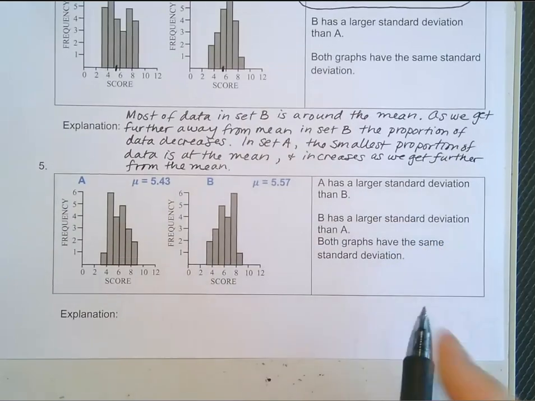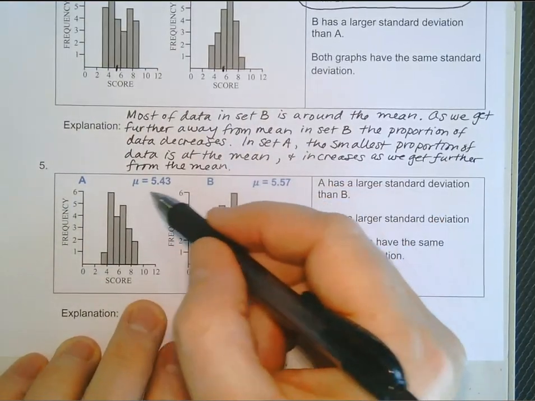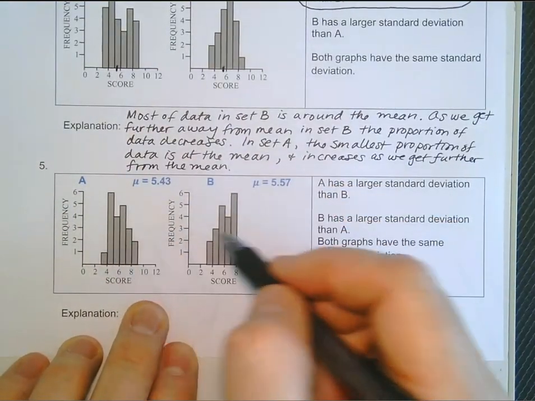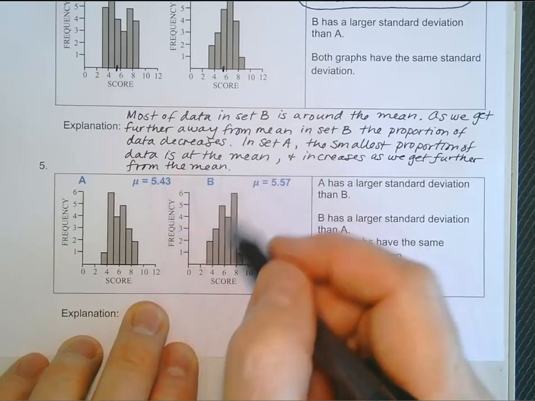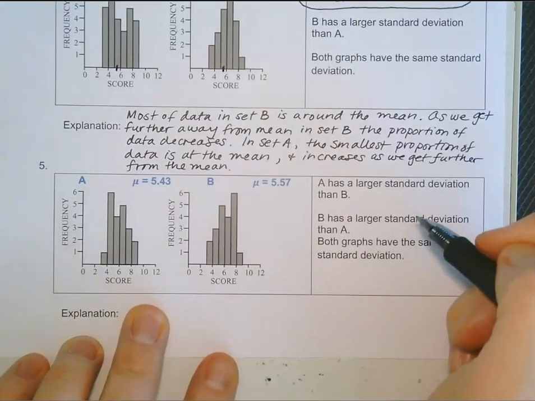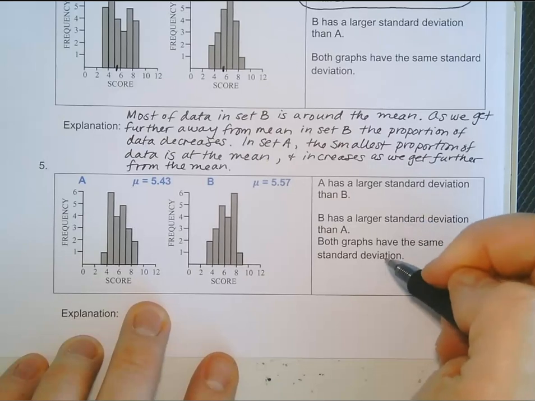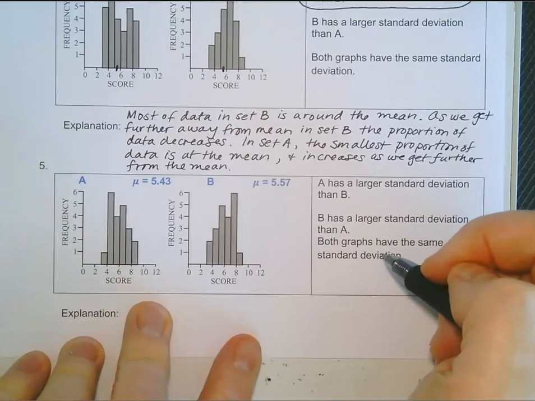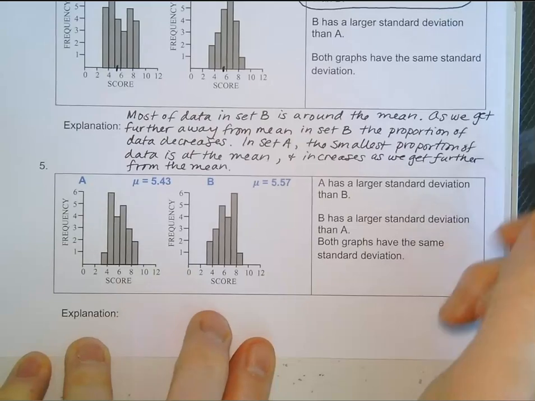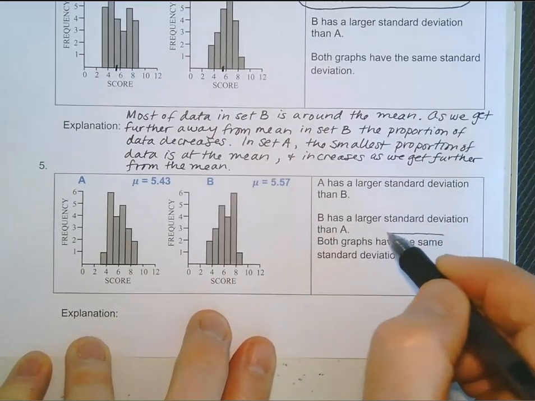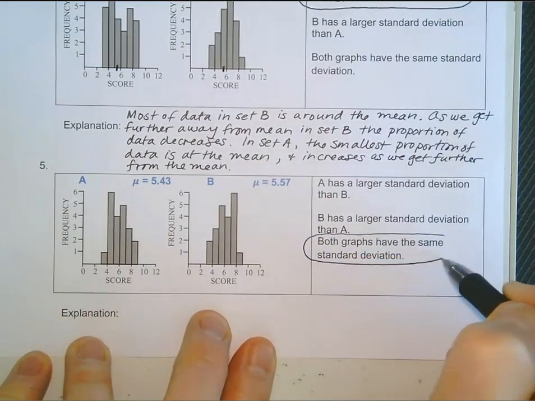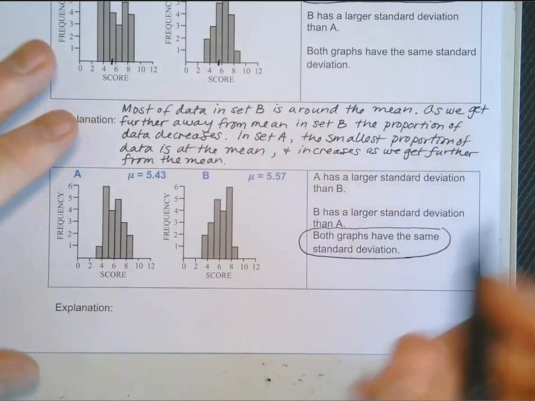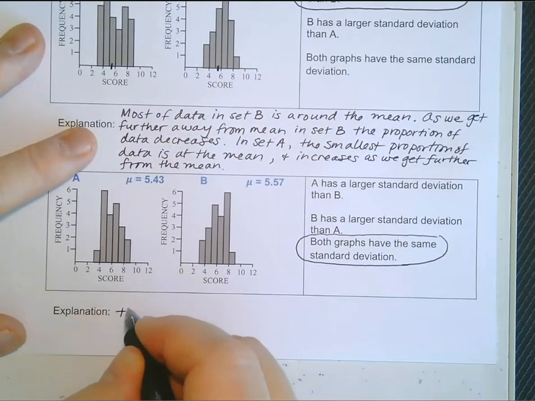And then lastly, this final one, right? 5.43, 5.57. It's pretty close, right, in terms of the mean. What would you guys say for this one? Well, I'm just going to tell you just for the sake of time. They basically have the same standard deviation. And here's the thing. The graphs are reflections of each other. Do you see that?